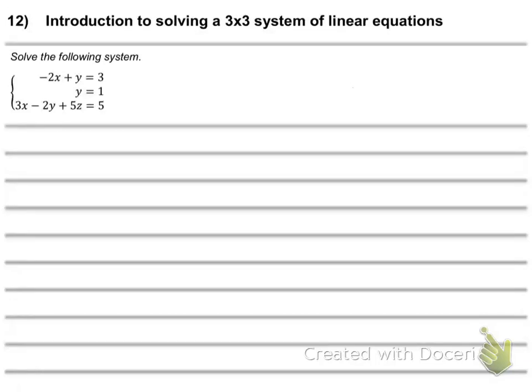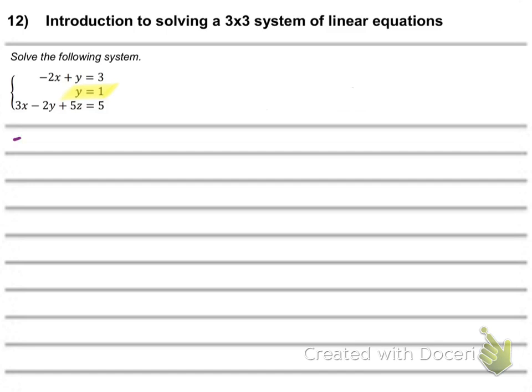So now we're going to look at some bigger systems. Now we're looking at 3 by 3. If a 2 by 2 was 2 equations and 2 variables, a 3 by 3 is 3 equations and 3 variables, right? So what I notice first is they've already given me what y equals. They've already told me that y equals 1. So let's substitute the value for y into the top equation.